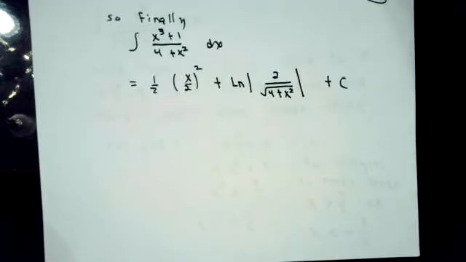So finally, writing in all the bits, my antiderivative is 1/2 times the square of x over 2 plus natural log absolute 2 over square root 4 plus x squared plus a constant, plus the 1/2 arctan x over 2, which I forgot to write down on this page.